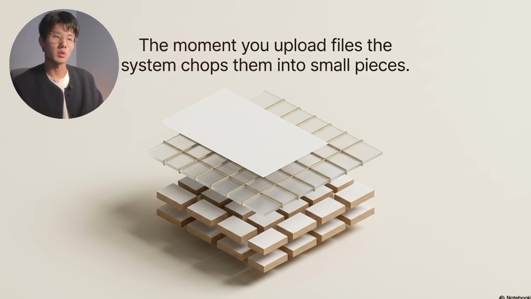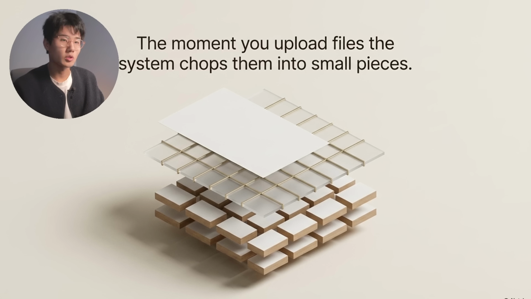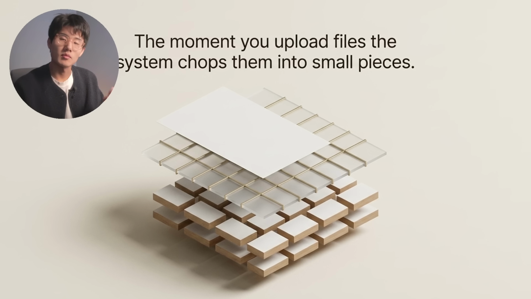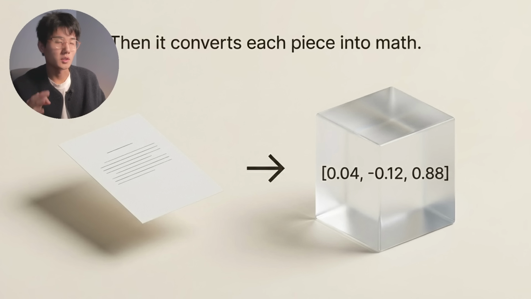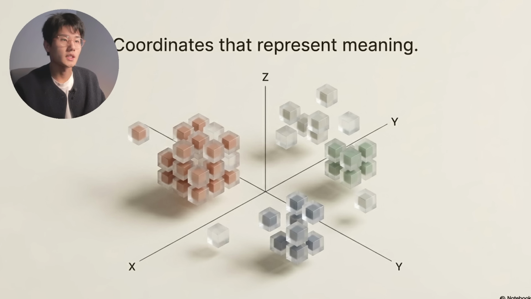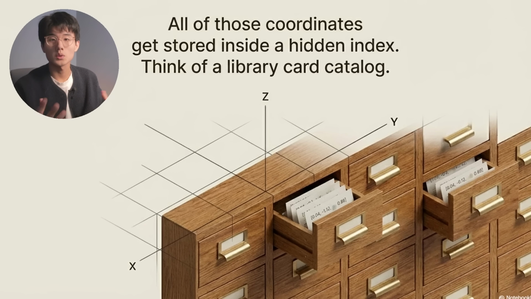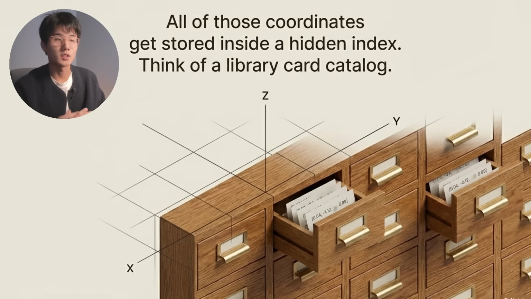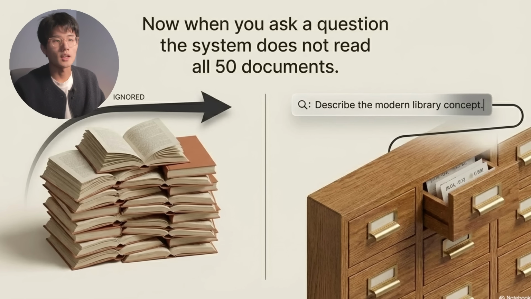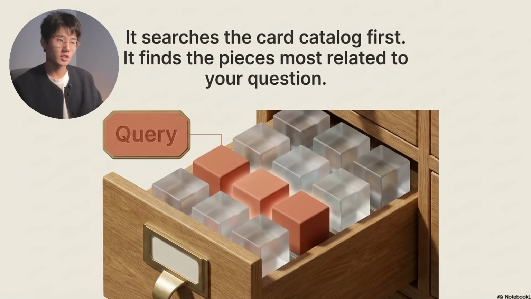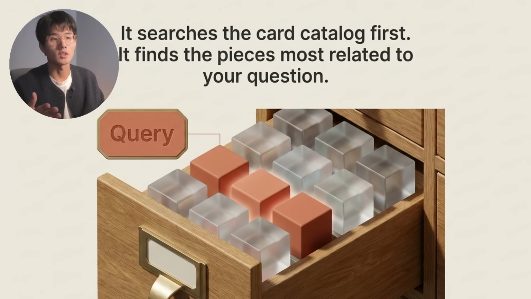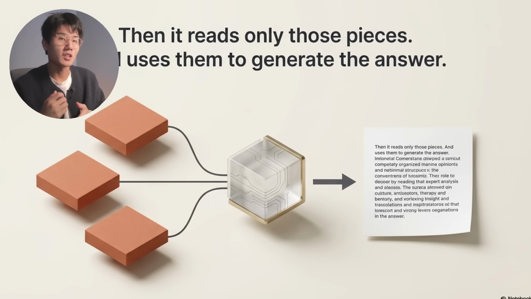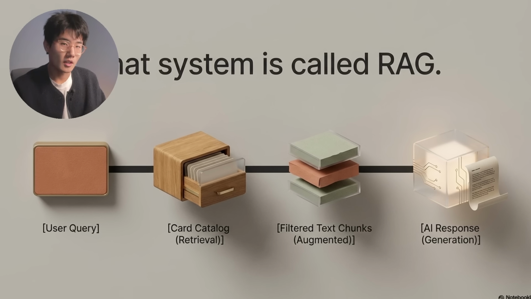The moment you upload those files, the system chops them into small pieces. It converts those pieces into math, basically a set of coordinates like 0.7, -0.7, things like that, that represent what each piece means. It stores all those coordinates in a hidden index, which is an invisible card catalog. Then when you ask a question, it does not read all 50 documents. It searches the card catalog first. It finds the pieces that are most likely related to your question, and it only reads those pieces before giving you that answer. That search system, that is RAG, and we call it Retrieval Augmented Generation.